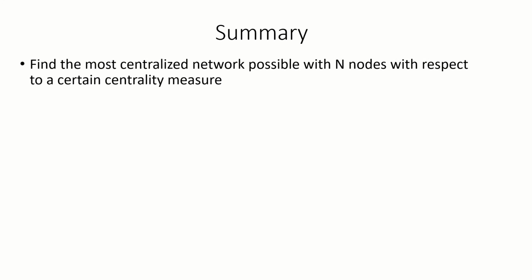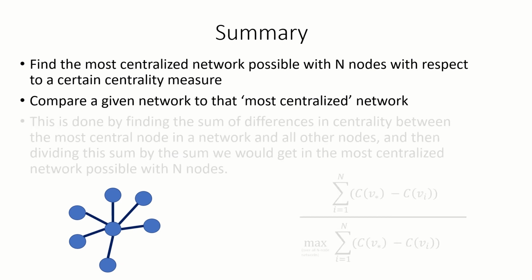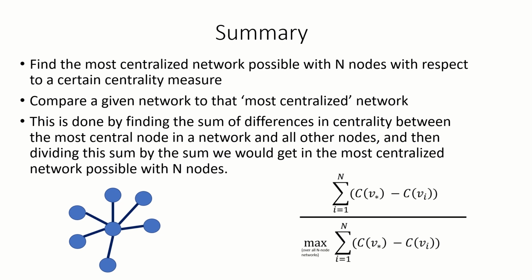To summarize, the intuition behind centralization measures is that we take the most centralized network possible with respect to some centrality measure and find out how centralized a given network is in comparison to it. And we do that by first finding the sum of differences between the most central node and all the other nodes in the most centralized network possible on n nodes, and then dividing this sum of difference between the most central node and all other nodes in our given network by that value. That's it for this video.